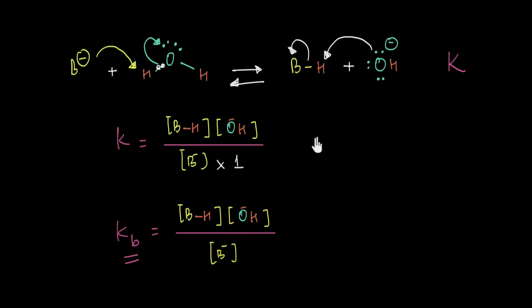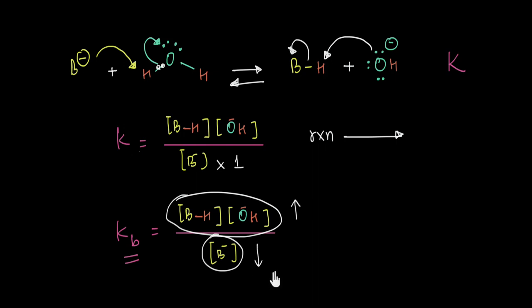Now, if this reaction is more in the forward direction, then the concentration of the products that we'll get will be high, while the amount of reactant that will be left will be low, right? So in this case, the value of KB will come out to be high. On the other hand, if this reaction doesn't move much forward, so if it's in the backward direction, then the amount of products will be low, while the concentration of the reactants left will be high. So in this scenario, the value of KB will turn out to be low.